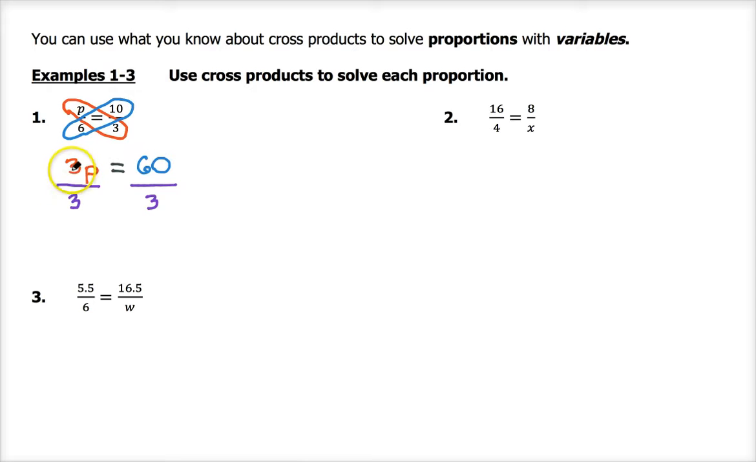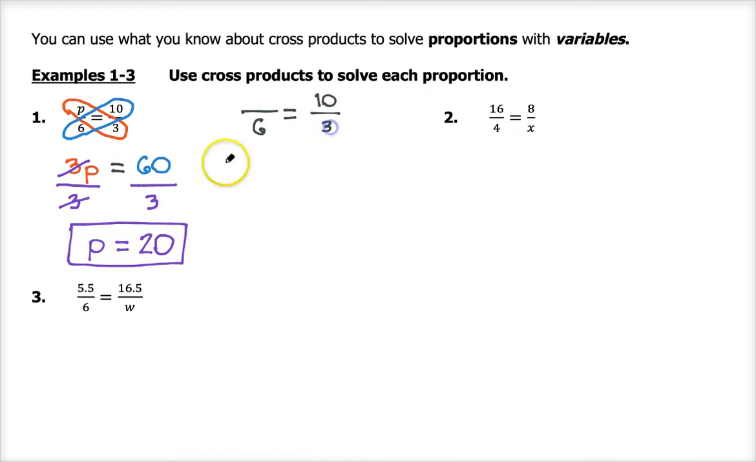So 3 divided by 3 here on the left side is just 1. So these 3's you can think of as just canceling each other out, and you're just left with the variable p. On the right side, 60 divided by 3 is 20, and so we get an answer of p equals 20. So what that means is, in my original proportion, I can replace the variable p with the solution, the number 20, which is my answer.